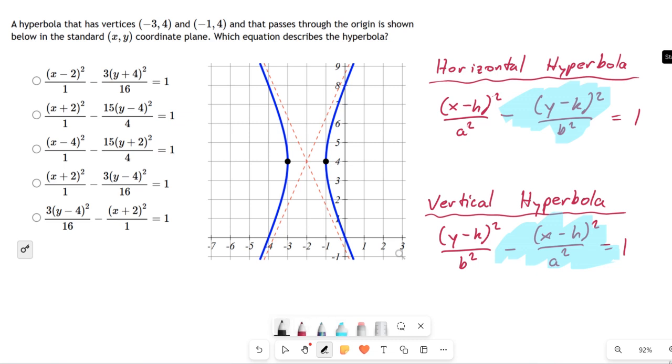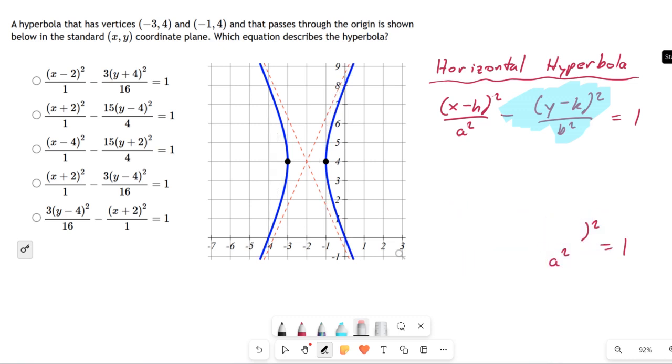When I say that, I'm looking at this. See this shape right here? These big curvy lines that go like that. This is a horizontal hyperbola. So that means we can knock out this vertical equation.